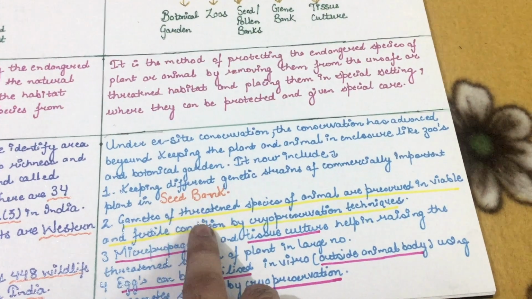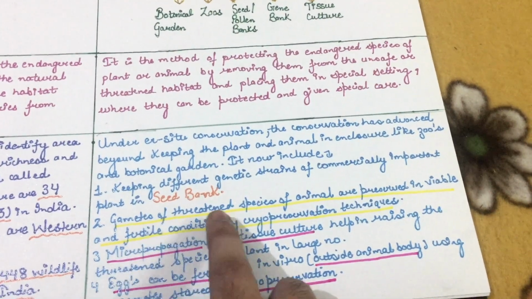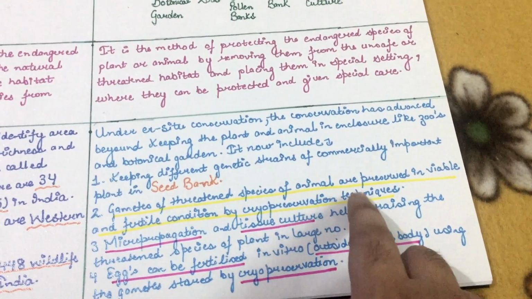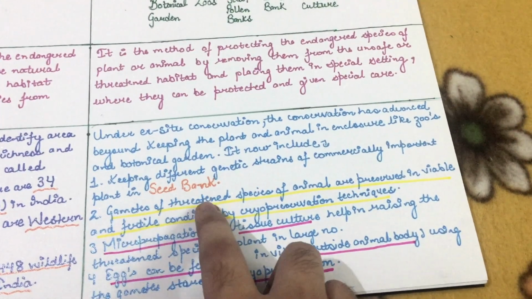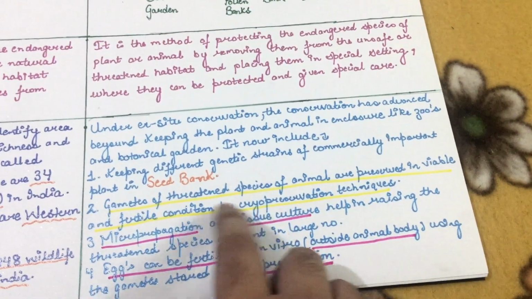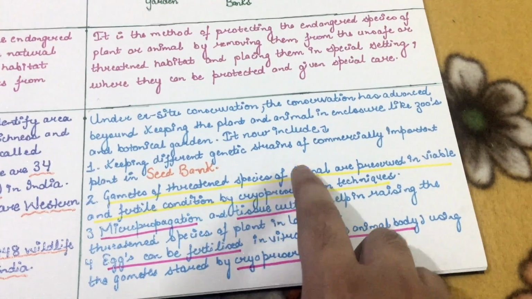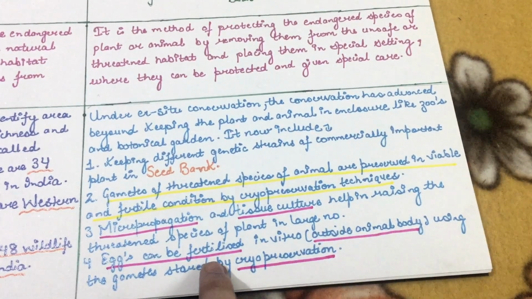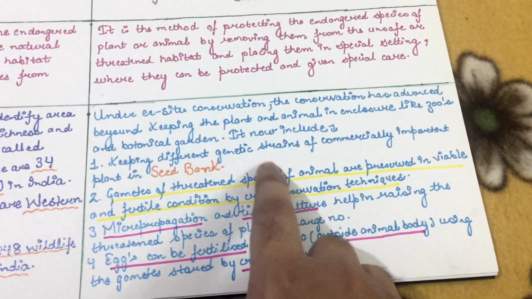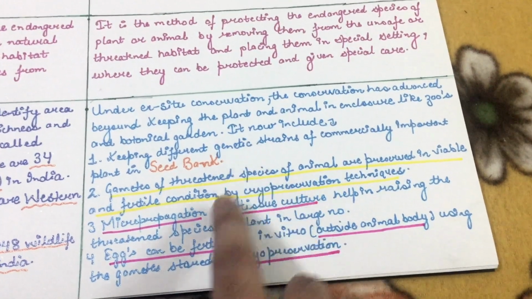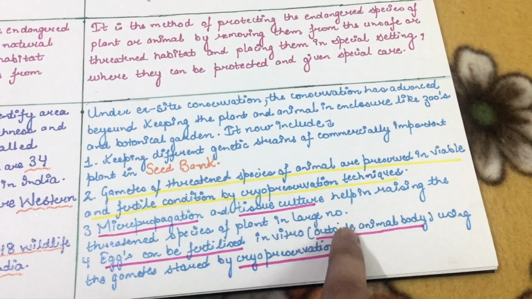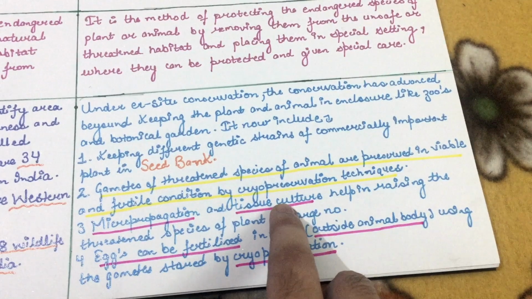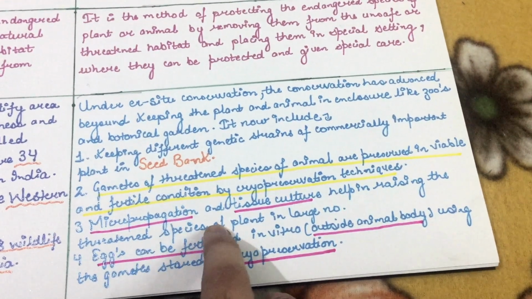In the second method, we preserve the gametes of threatened species of animals by cryopreservation technique, meaning keeping them in cold condition. Now these gametes of threatened species of animals can be used to get fertilized eggs in vitro, meaning we can use these gametes for fertilizing eggs outside the animal body. And the last technique is micropropagation and tissue culture, which help in raising the threatened species of plants in large number.